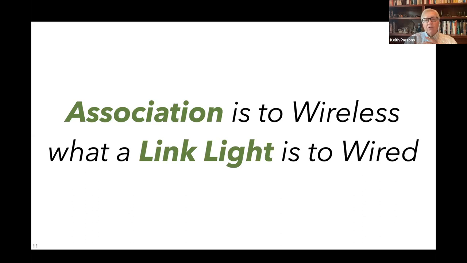Now we've used that in troubleshooting wire for a generation now, saying, well, if we have a link light, then we know what it's not. It's not all the layer one, layer two stuff. We have a link light, but I still can't get an IP address. Well, I might start thinking down the HTTP path. Association is to wireless what a link light is to wired. So if you can get your end user to associate, you don't have to go down the stack anymore. You know it's working.